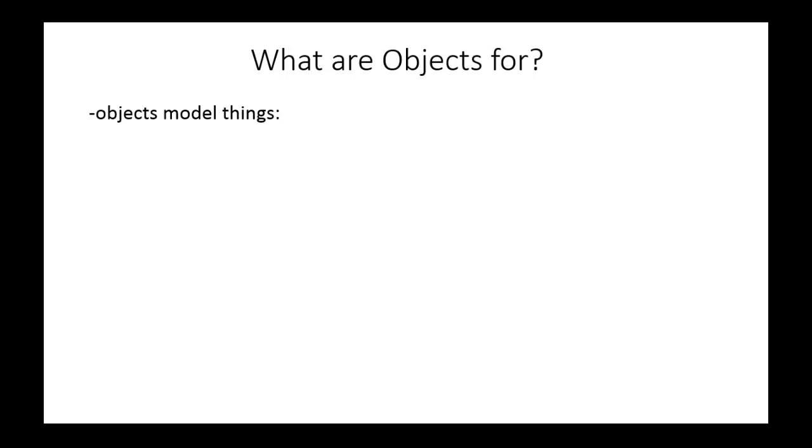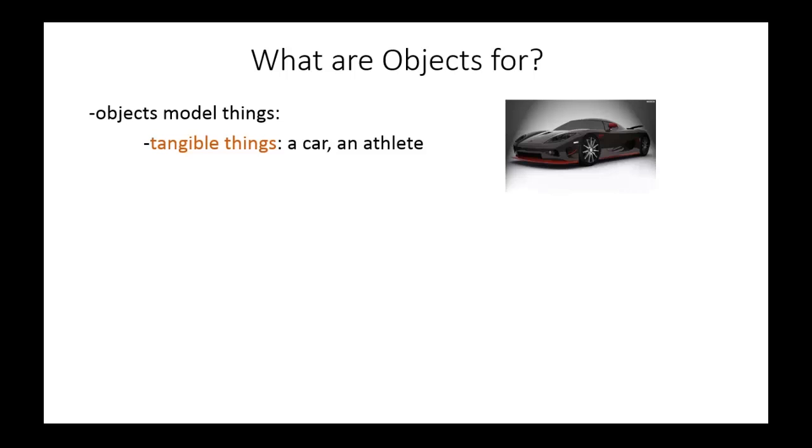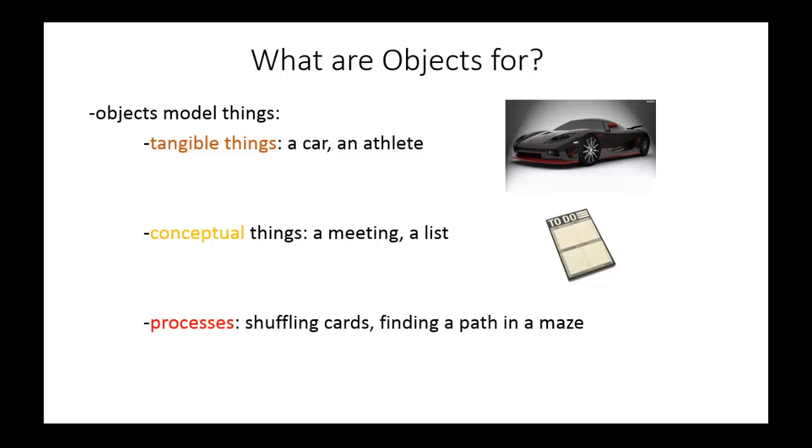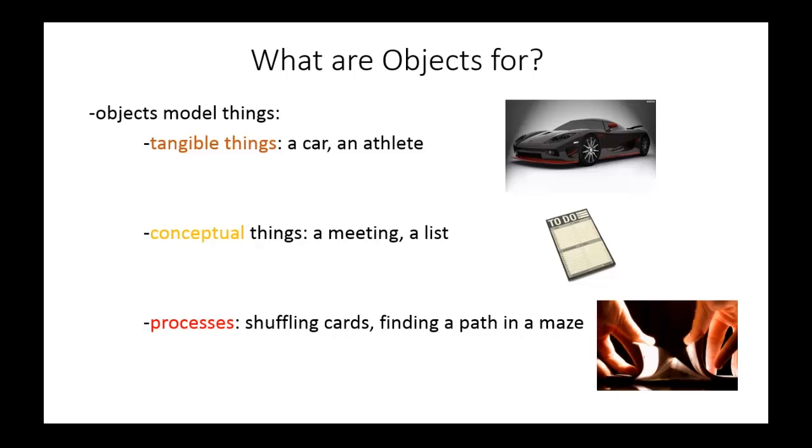So what are we going to be modeling? We're going to be modeling tangible things, like a car or an athlete. We're going to be modeling conceptual things, like a meeting or a list. And then we're going to be modeling processes, so like shuffling cards or finding a path in a maze. Now, we're going to be sticking to tangible things right now, just for the sake of discussion, because I think it's the easiest to visualize and the easiest to understand. But just know that you can model things that aren't physical, tangible things in the real world as well.